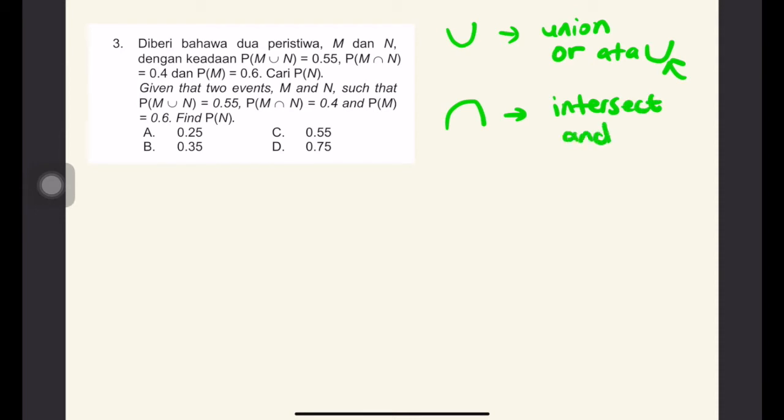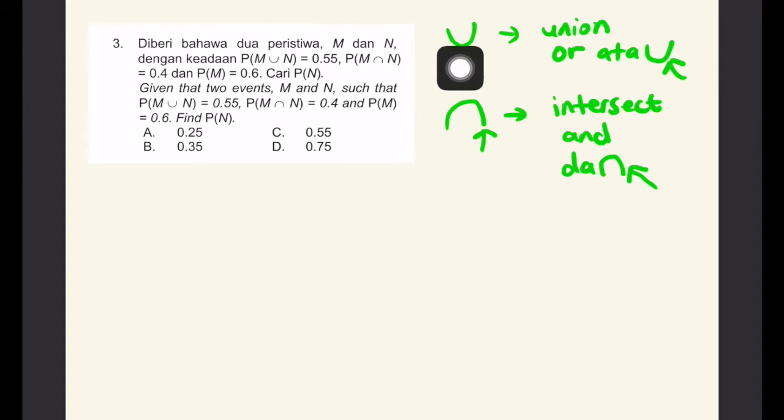N dalam bahasa Melayu apa? Dan, kan? D-A-N, dan. Cuba tengok hujung dia, sama kan? Ini cara senang nak ingat lah. So kalau ini awak ingat atau ataupun or. Kalau ini N, dan ataupun N.